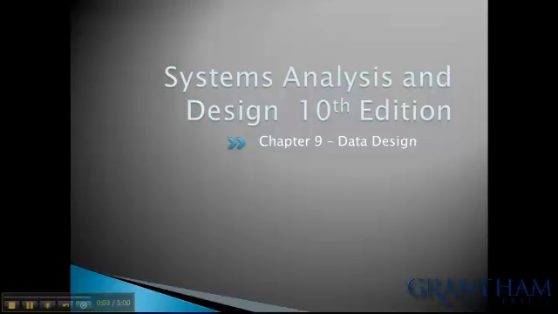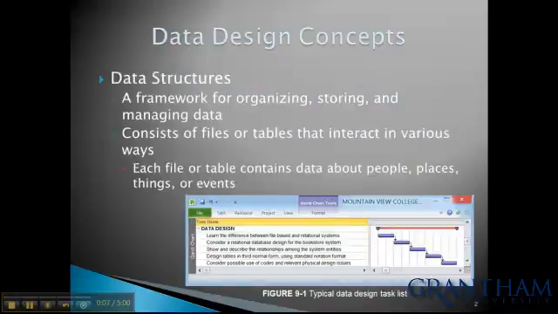In this lecture, we will discuss data design. A data structure is a framework for organizing, storing, and managing data. It consists of files or tables that interact in various ways. Each file or table contains data about people, places, things, or events.